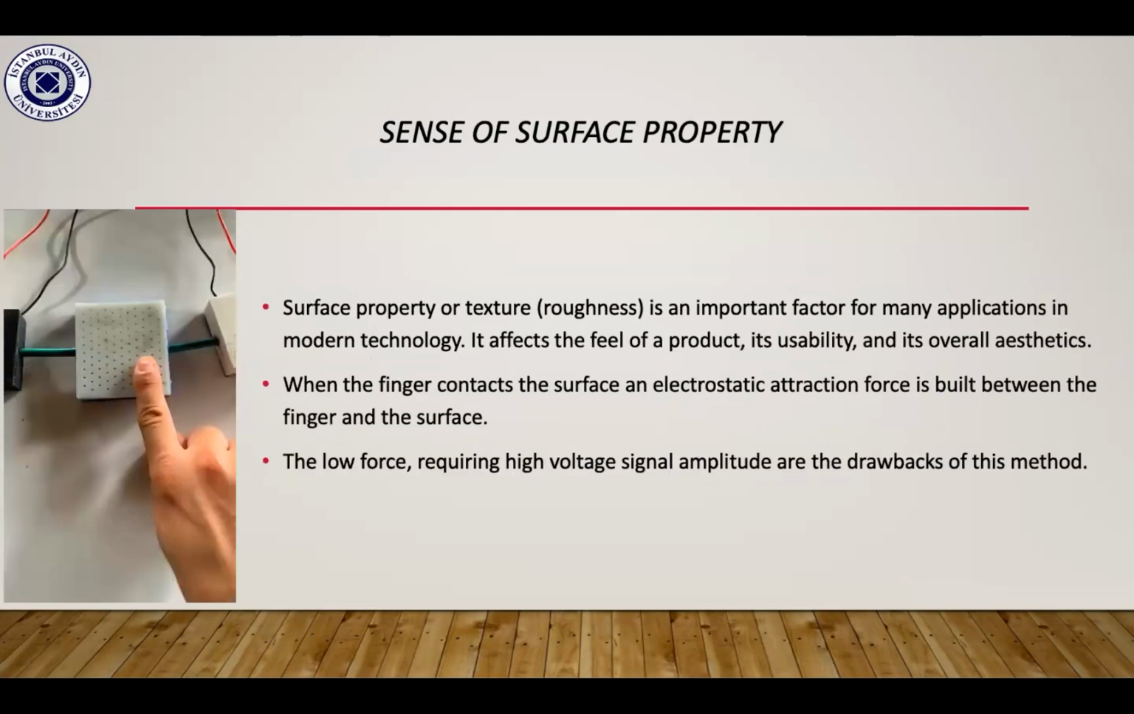Now I will speak about the sense of surface property. As you see my finger here, it's my machine. It's like a touch screen. Surface property or texture is an important factor for many applications in modern technology. It affects the feel of a product and its overall aesthetic. When the finger contacts the surface, an electrostatic attraction force is generated between the finger and the surface. The low force and the requirement of a high voltage signal amplitude are the drawbacks of the method.